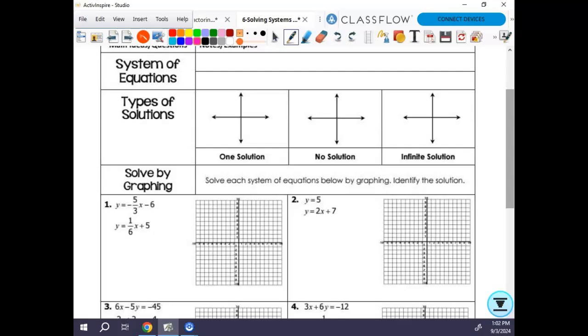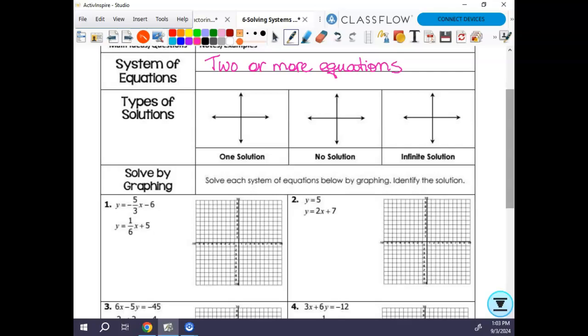So really a system of equations is just 2 or more equations. And to solve them, the number of equations has to equal the number of variables, basically, for you to be able to figure that out.